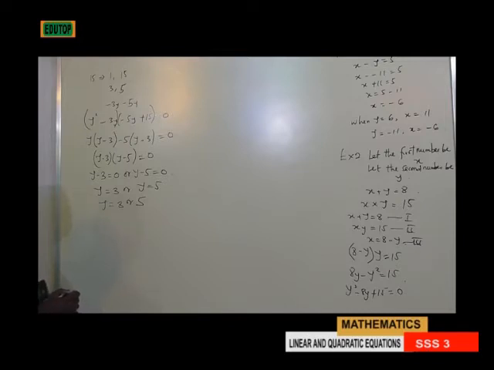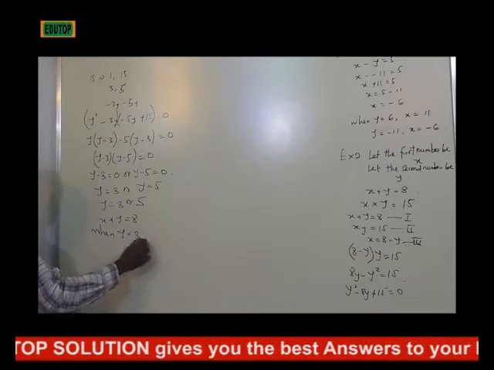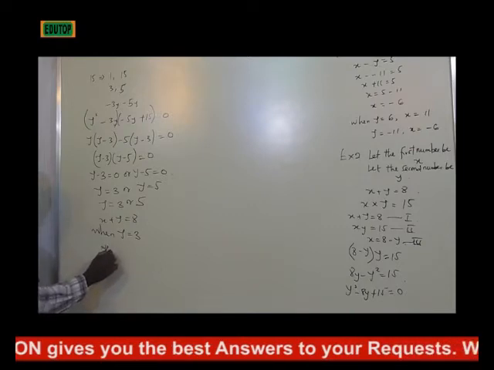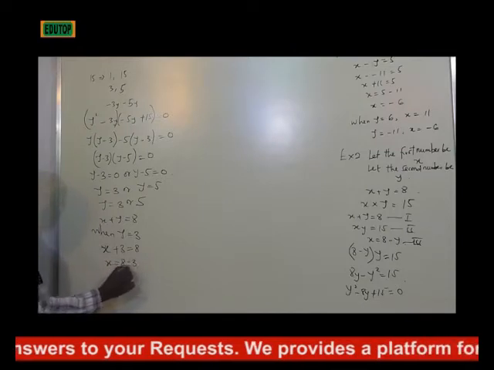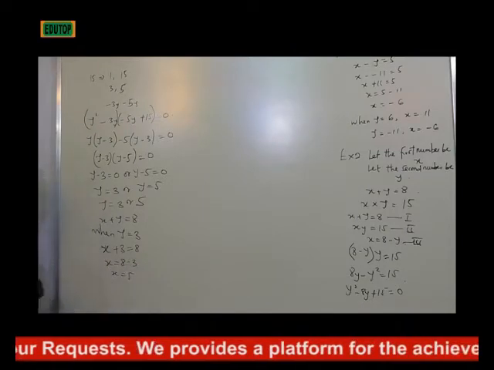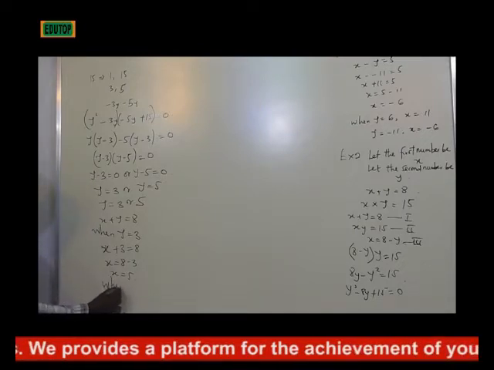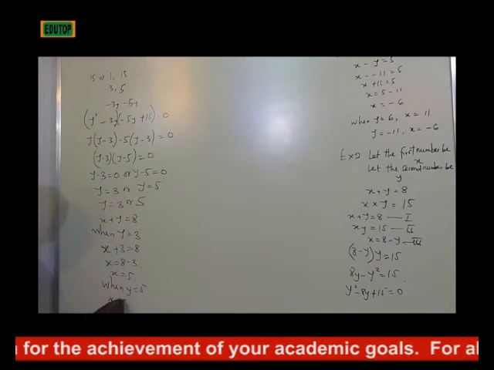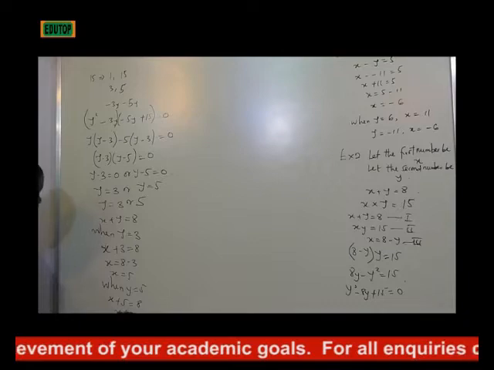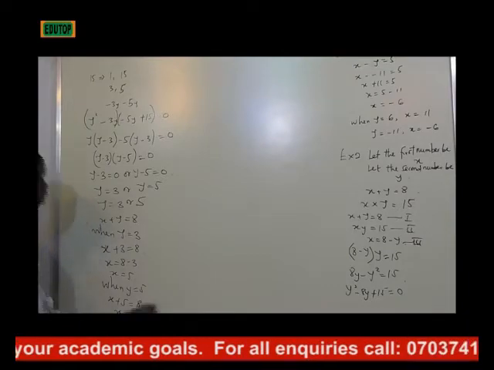Then, from equation 1, which says that x plus y equals 8, when y is equal to 3, automatically I'll have x plus 3 equals 8. Then my x will be 8 minus 3, which definitely equals 5. Then when y is equal to 5, I will have x plus 5 equals 8. Then my x will definitely be 8 minus 5, which is equal to 3.